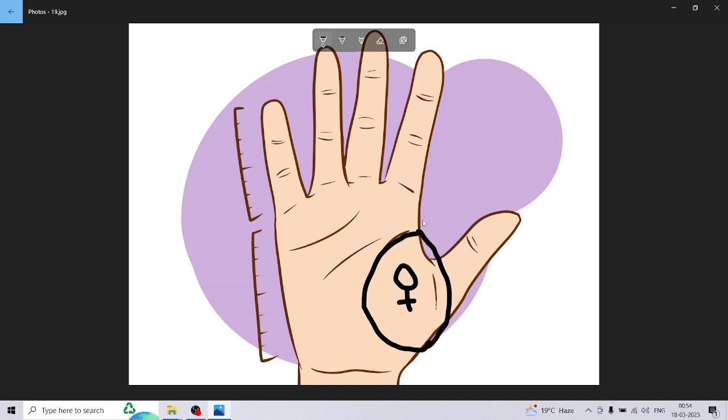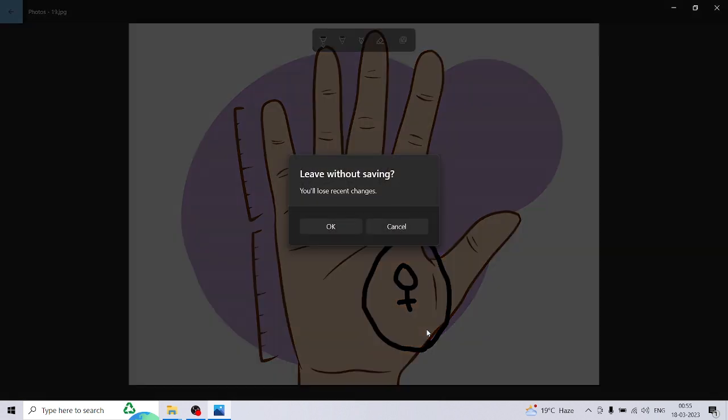So remember this, guys, this whole area just below the thumb is the mount of Venus, and you have to make the symbol of Venus on this area. Okay guys, let's go to the next planet.